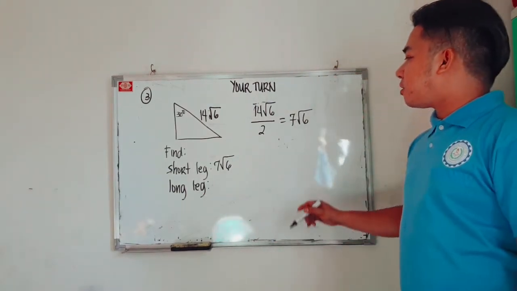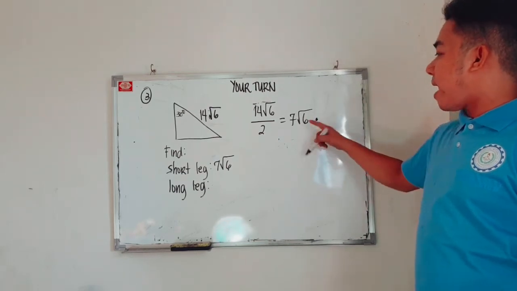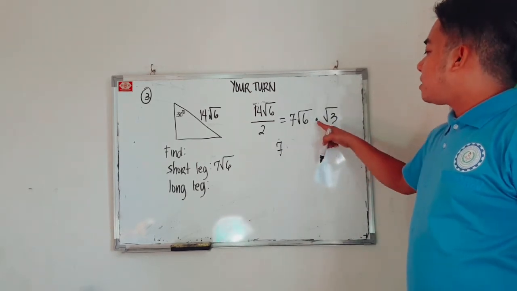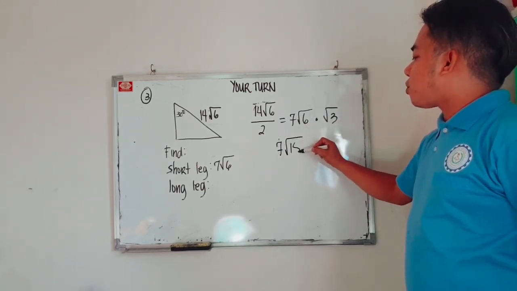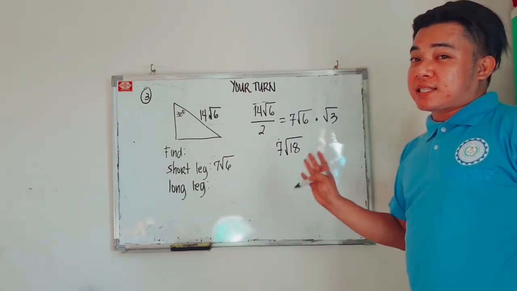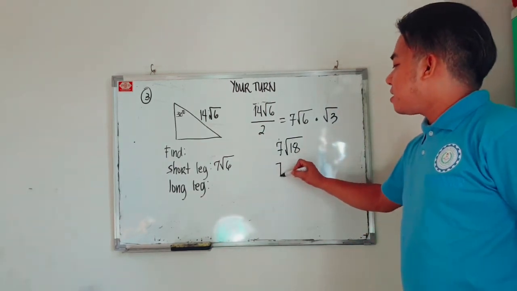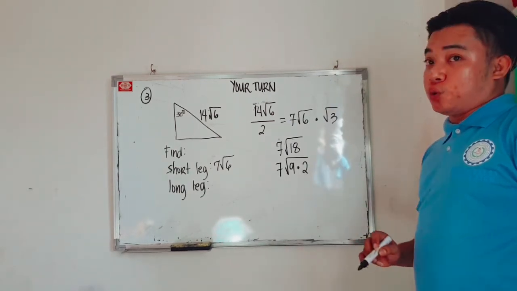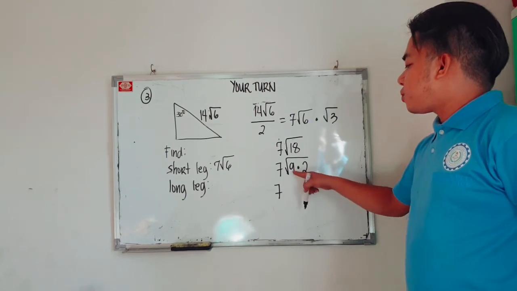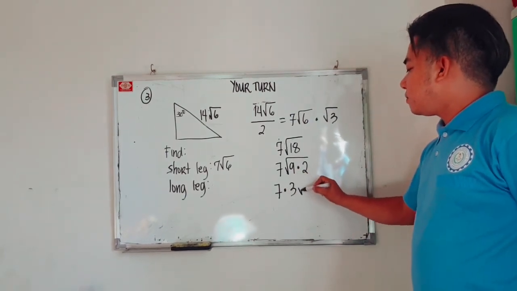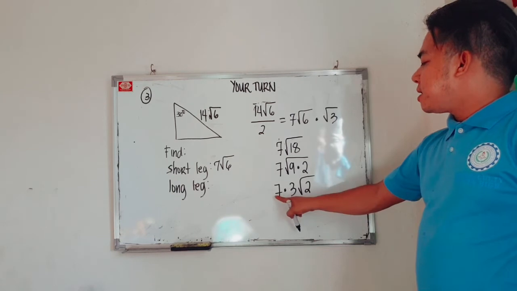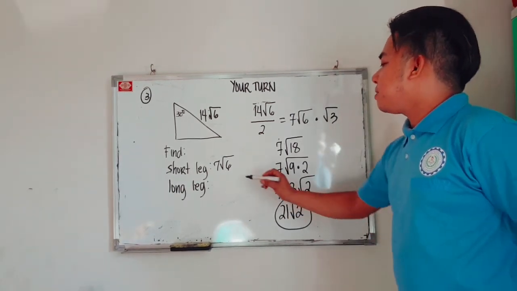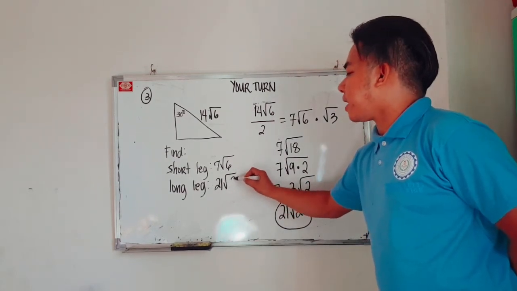To get the value of the long leg, all you have to do is multiply it by square root of 3. So we have 7 square root of 6 times square root of 3, which is square root of 18. Since we can still manipulate square root of 18, it can be rewritten as square root of 9 times 2. Square root of 9 is 3, then we have square root of 2. 7 times 3 is equal to 21 square root of 2. This is the value of the long leg.